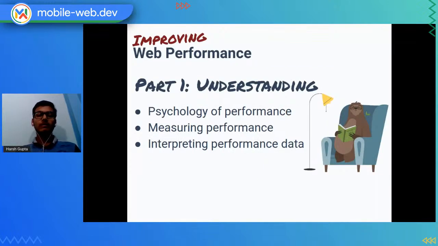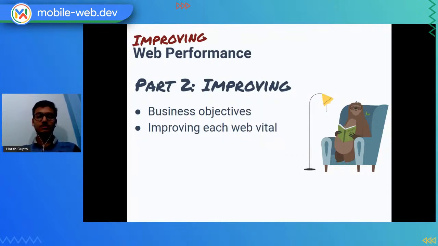So till now we have understood the psychology of performance, and how we can measure performance from Lighthouse. First we have the FCP, LCP, FID, and CLS, and then we have played with the data, seen how our data is interacting with performance, how we can improve it, and what Google says about these performance data. So now we will be improving it. Improving it means, first, from the business objectives, and second, from improving each web vital.